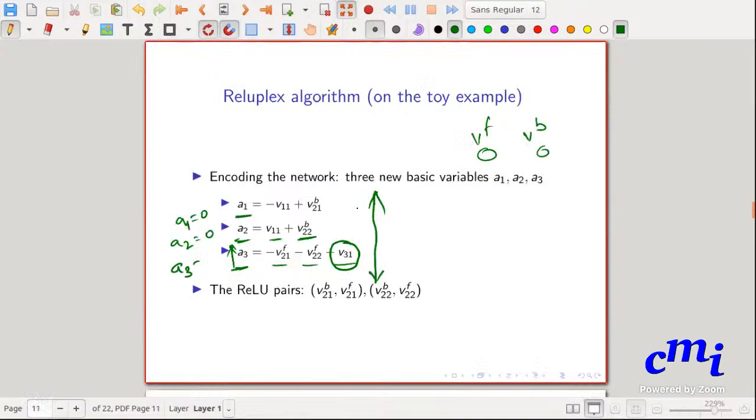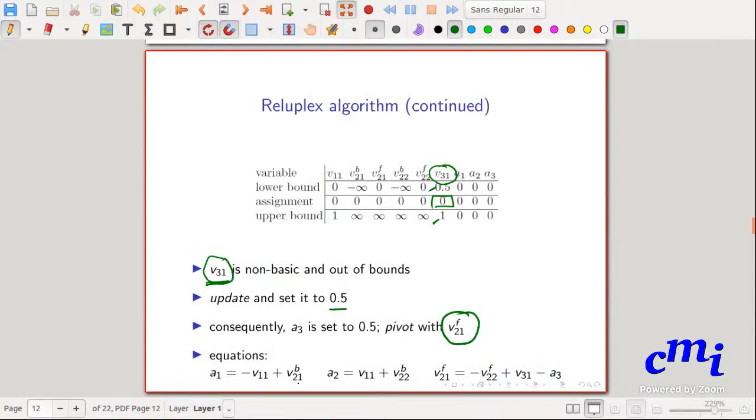Of course, the first two equations don't change because you don't do anything here. So A1 continues to be minus V11 plus VB21. A2 continues to be V11 plus VB22. But now this thing changes. So your A3 comes here, your V21 forward comes here. Okay, and now the assignment is that V3 is half.